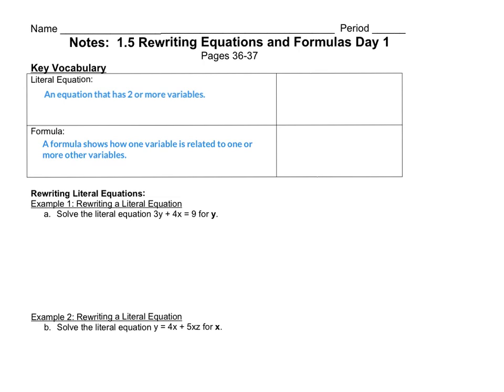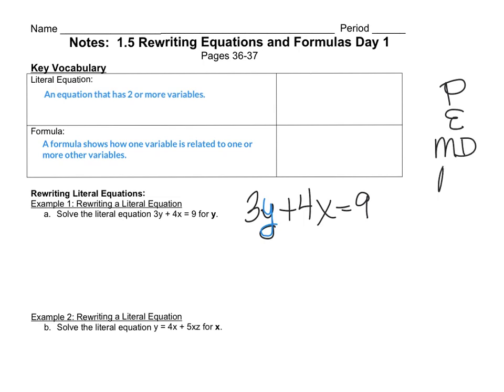The directions in example 1 say, let's solve the literal equation 3y plus 4x equals 9 for y. What that means is they want to get y alone. So if we have 3y plus 4x is equal to 9, we need to get y by itself. We're still going to follow the same rules, the order of operations backwards: parentheses, exponents, multiplication and division, addition and subtraction, going backwards.